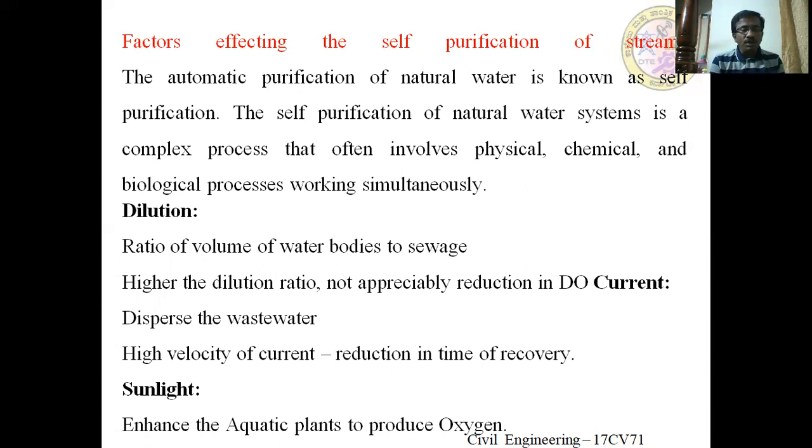High velocity of current reduces the time of recovery. It means if velocity is more, automatically the mixing rate is more. Once the mixing rate is more, the time required for recovery is less. Sunlight enables aquatic plants to produce oxygen, and it also acts as a disinfectant.